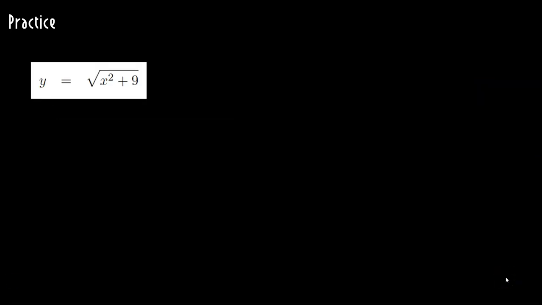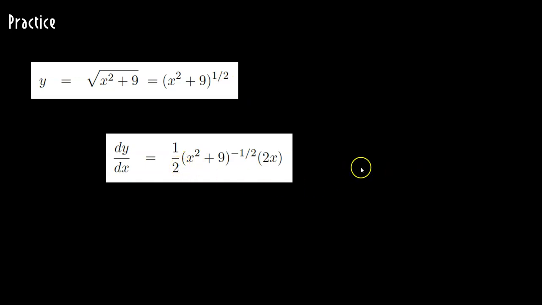Here's another example. We have y equals the square root of x squared plus 9. We're going to rewrite that to make our life a little bit easier as x squared plus 9 to the 1/2. So I've got x squared plus 9 on the inside, and the whole thing is raised to the 1/2. So I'm going to pull the 1/2 out front, leave the inside alone, then pull out its guts on the outside, and multiply by 2x. And the power rule, 1/2 minus 1 gives me negative 1/2.